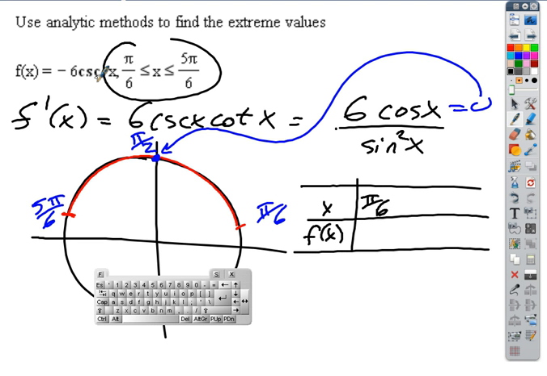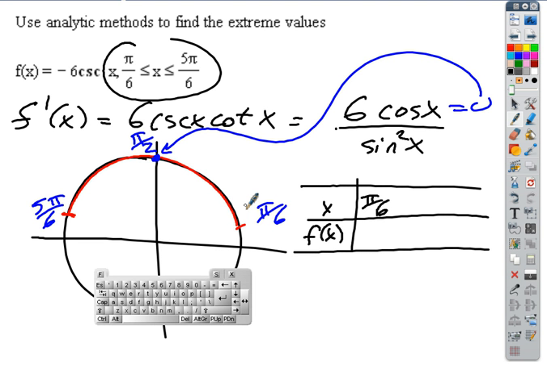That's 30 degrees, right? That's the small angle. What's the y coordinate? One half. Yeah. So the reciprocal would be 2, right? So negative 6 times 2 is negative 12. At 5pi/6, we're going to get the same thing, aren't we? Because that's the same sine value, same y value, 1/2. So I'm also going to get negative 12.